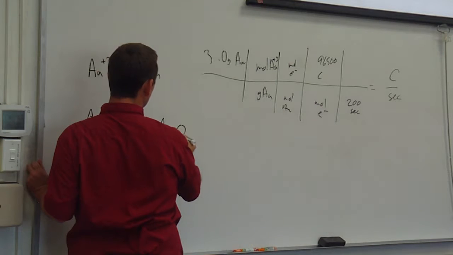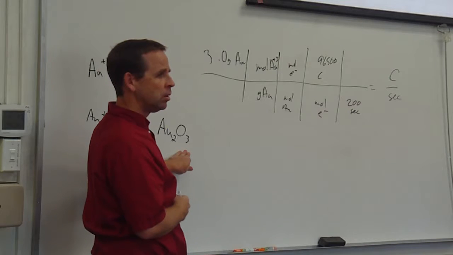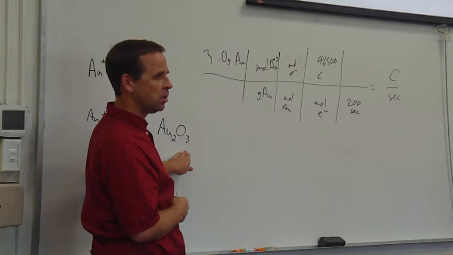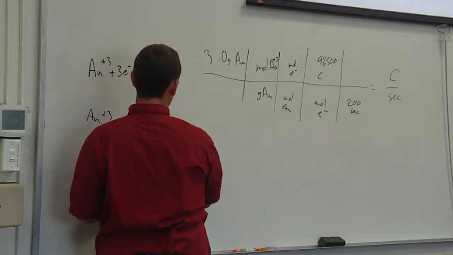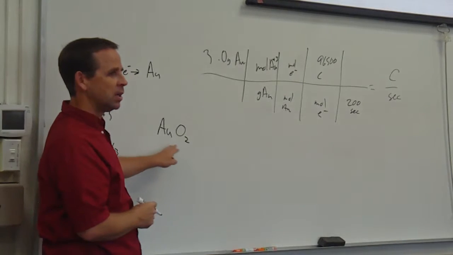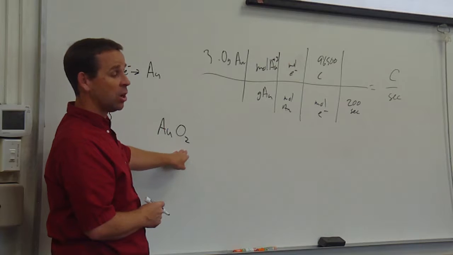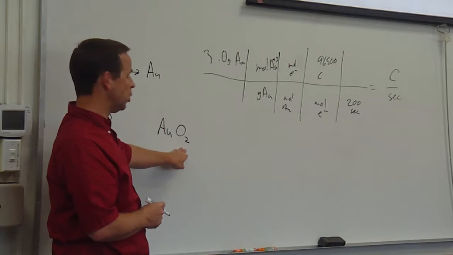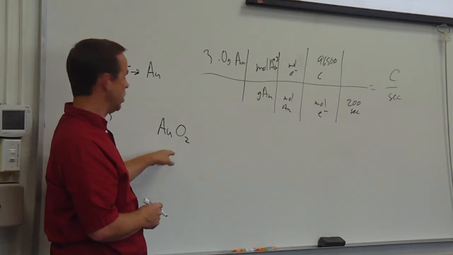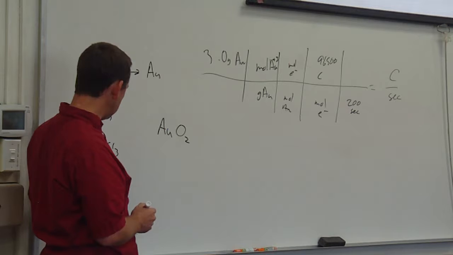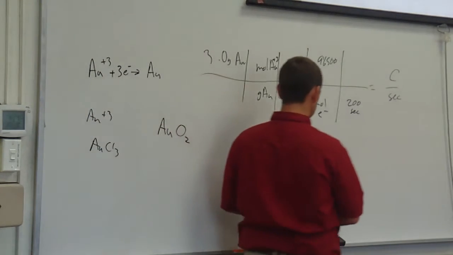Well, if it had been like this, Au2O3, would that tell us the number of electrons? Or let's do this, Au2, does that mean 2 electrons? No, because oxygen has a minus 2 charge, right? So that'd be 4 electrons. It's not always that way, but you can tell by knowing the charge on this what the oxidation number for the gold is.